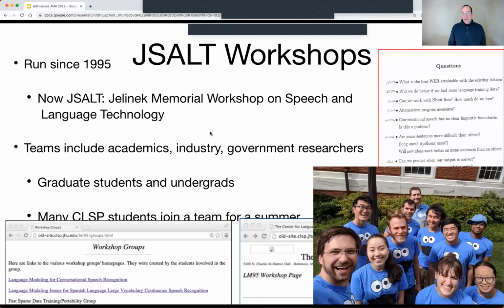And this is just another fantastic opportunity. Every year we have 2 or 3 teams that come in of academics, industry folk, government researchers. We have graduate students and undergrads. It's a really good undergraduate research opportunity. We get applications from all over from undergrads who want to participate. And a lot of CLSP students will join one of these teams. We organize these workshops, and we've done so for about 25 years. They have talks every week you can go to, and now we rotate them. So every other year we host them at Hopkins, and in the alternate years we organize them and they're hosted somewhere else, but we're the organizing committee for it.